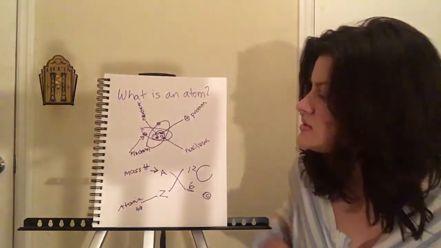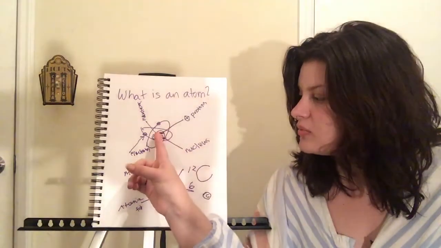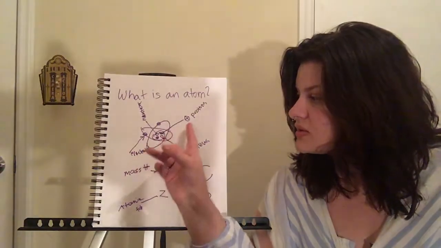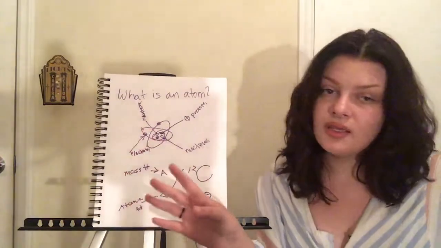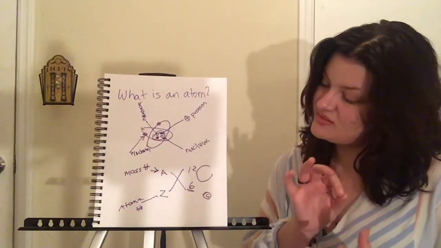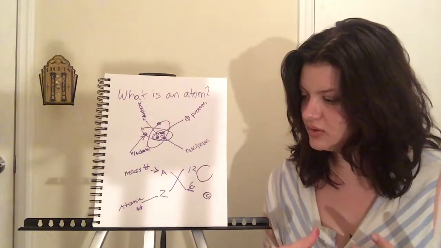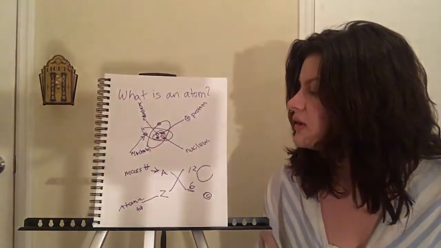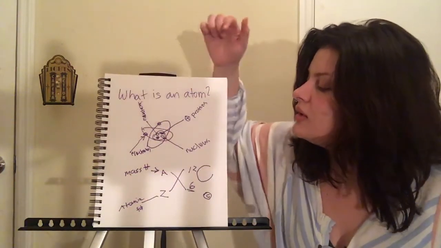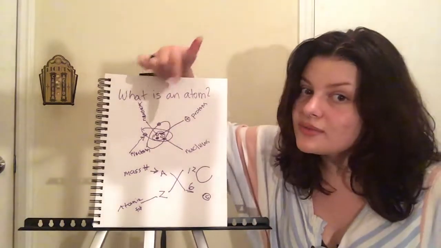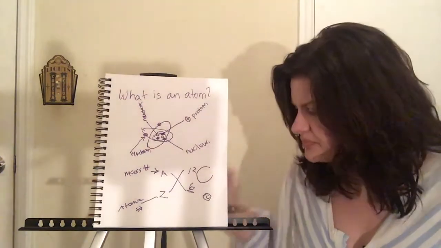Now the nucleus, I've labeled all of these, consists of protons and neutrons. Protons have a positive charge and neutrons have no charge. And the nucleus needs the neutrons because protons repel each other, so the neutrons hold the nucleus together. And what's surrounding the nucleus is what we call an electron cloud. And on the electron cloud are electrons. And they are negatively charged.